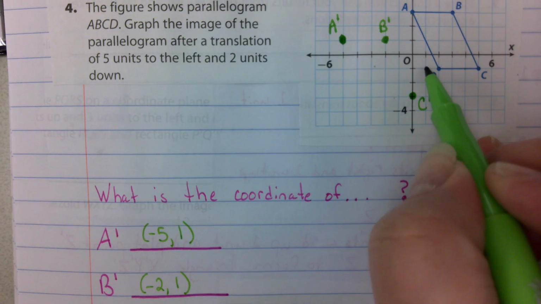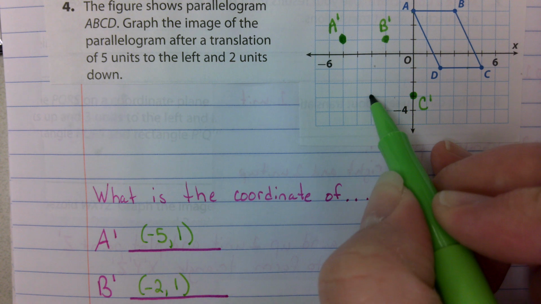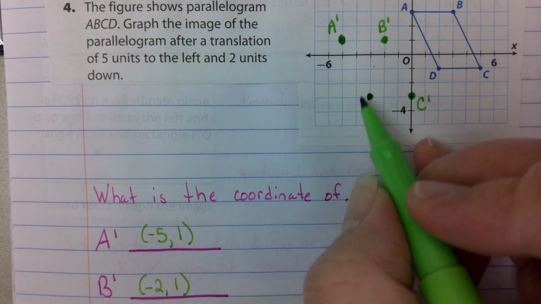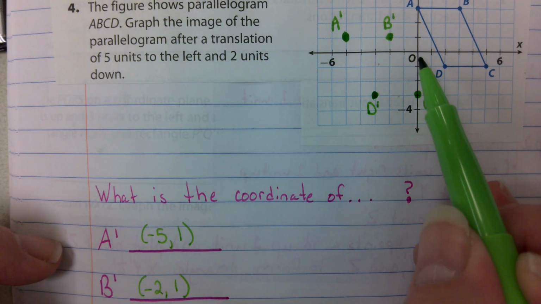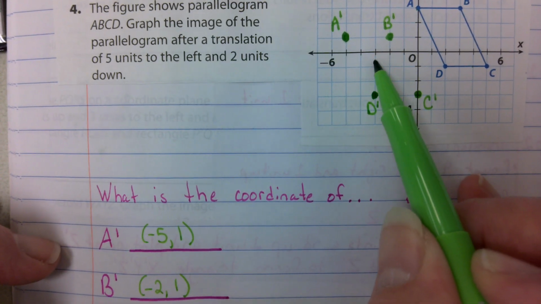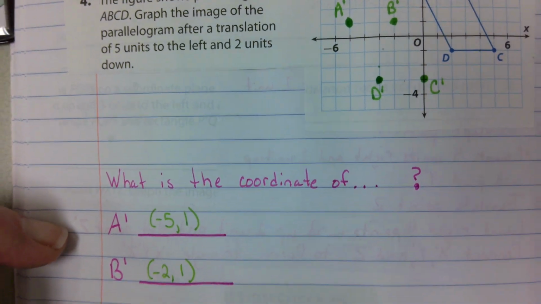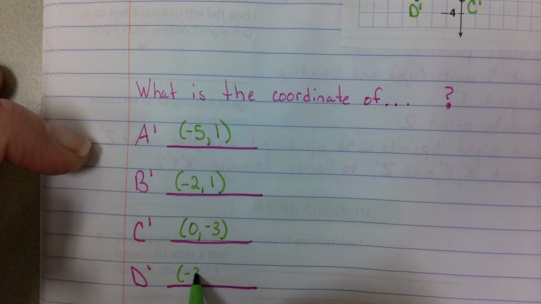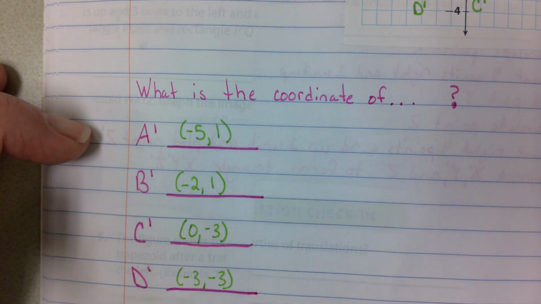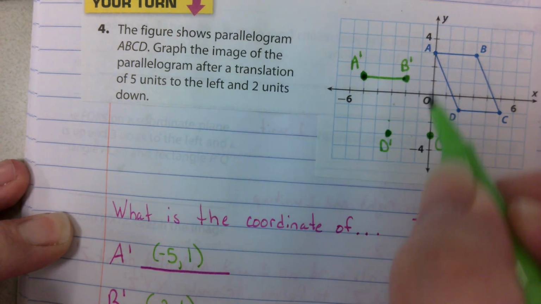5 units to the left, 1, 2, 3, 4, 5, and 2 units down, 1, 2. And we're going to label that D prime. And D prime's coordinates, -5 and down 1, 2, 3, so -3. And then I'm going to connect my points.